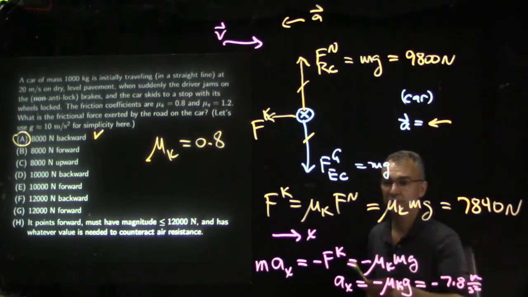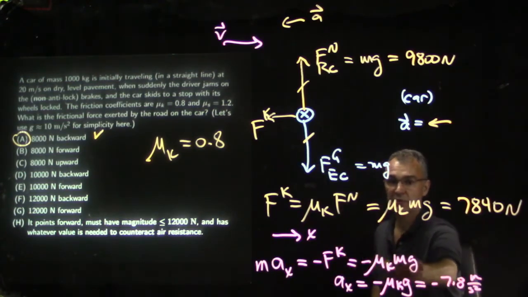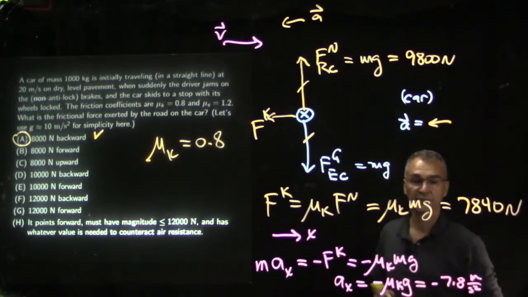We'll let the x-axis point to the right. So m a sub x is minus F kinetic, which is minus mu kinetic m g. So that gives us a backward acceleration of 7.8 meters per second squared.